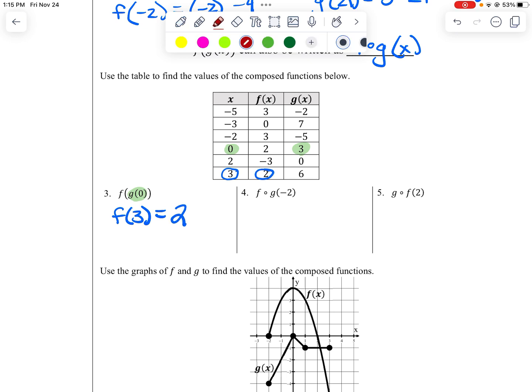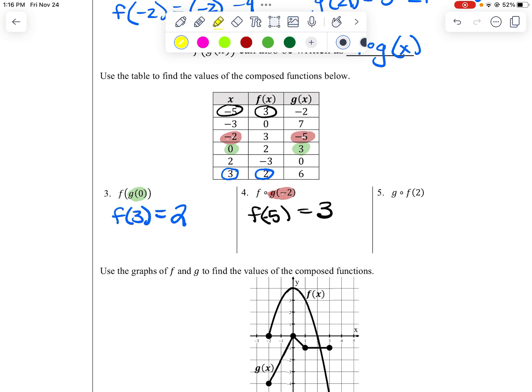So what's this next one I'm going to do? I'm going to evaluate g of negative 2. So negative 2 with the g is the 5. So this is really f of 5. Excuse me, that would be negative 5. Yeah, negative 5. So if I go to f of negative 5, our f is 3.